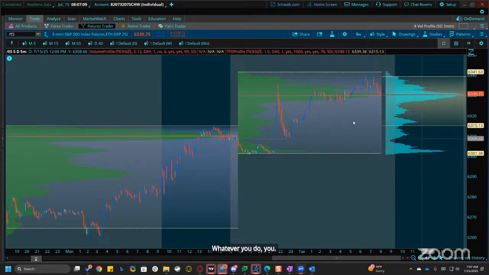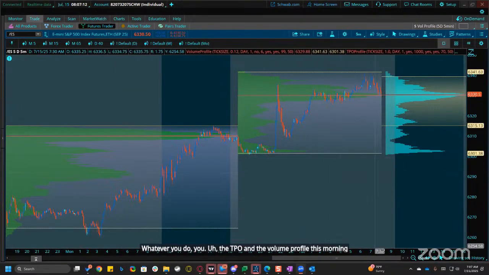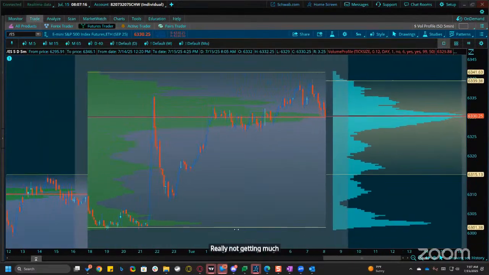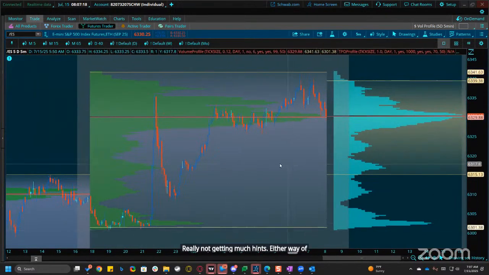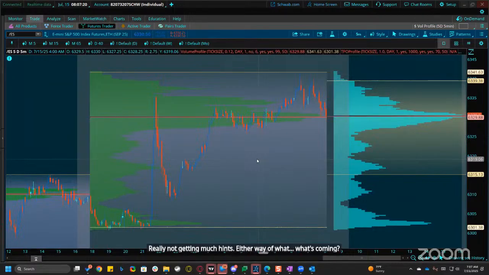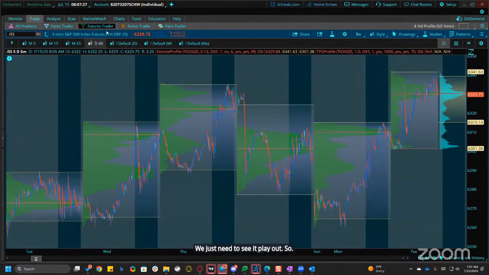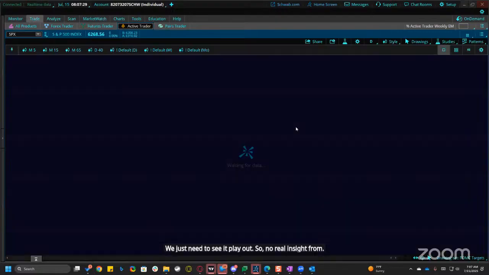The TPO and the volume profile this morning, they match up really nice. There's no discrepancies. Really not getting much hints either way of what's coming. We just need to see it play out. So no real insight from the 5-minute profile.